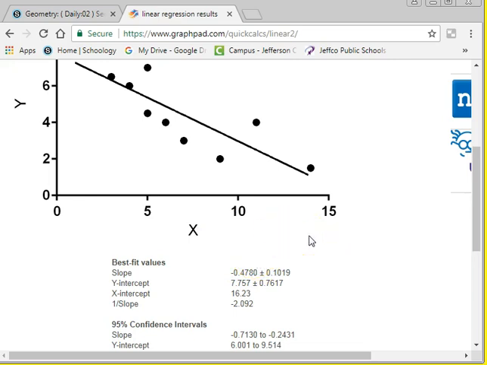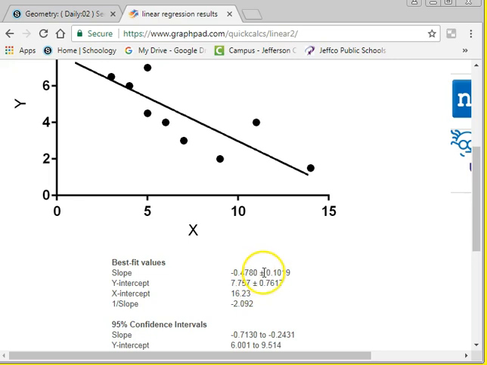So remember, a linear equation is y equals mx plus b. So we need to write down the slope. I'm going to write down the slope on a piece of paper, and I'm going to do 2 decimal places. So I'm going to do negative 0.48 as my slope. And then remember, it's y equals mx plus b, where m is the slope and b is the y-intercept. So we need the y-intercept. We're going to focus on this number here. So it's 7 point, we'll go 2 decimal places, 76. I'm going to write that down.